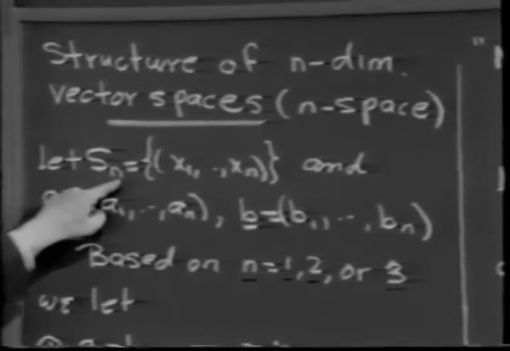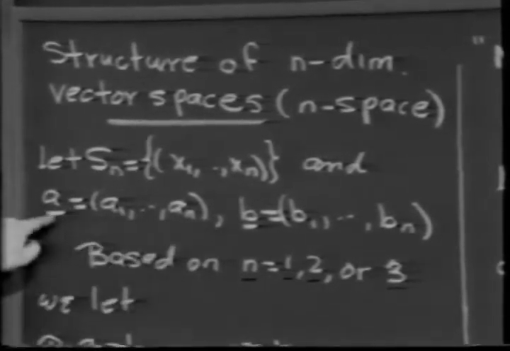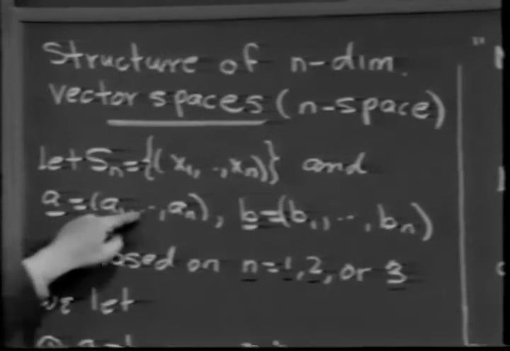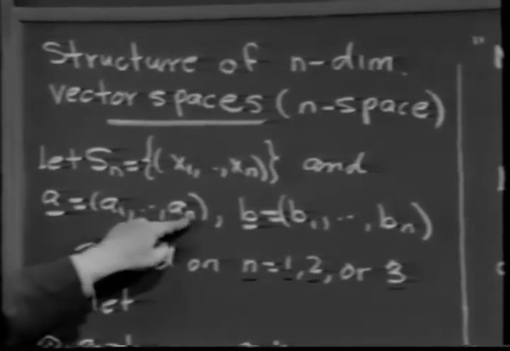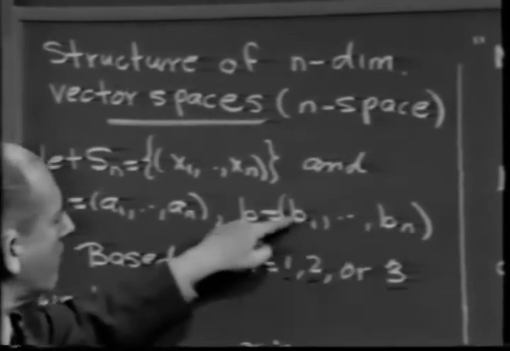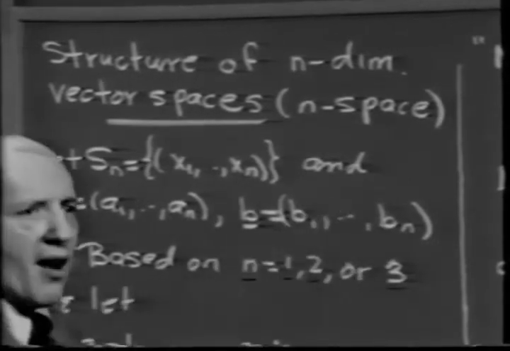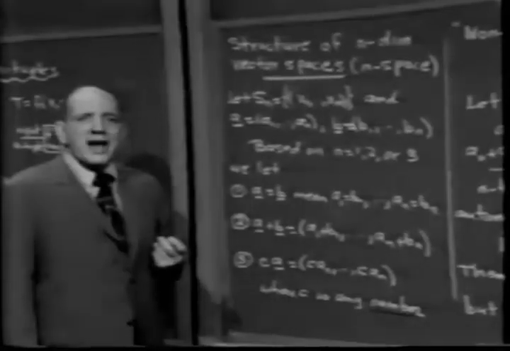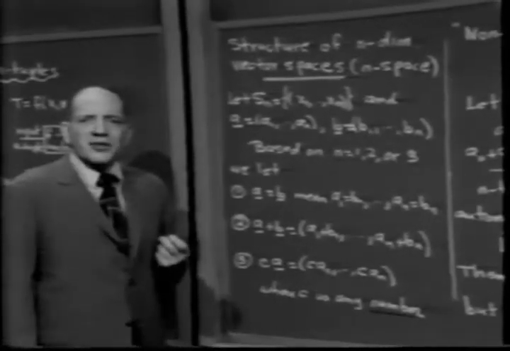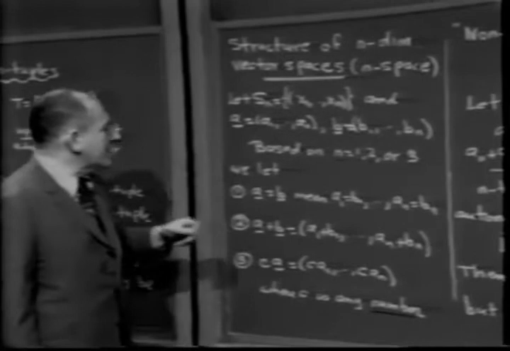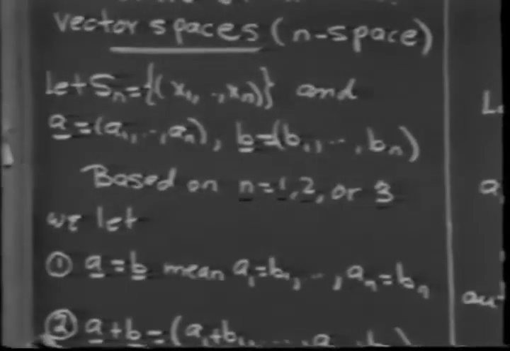Let's pick 2 particular members of S sub n, which we'll call A bar and B bar, where A bar is simply an abbreviation for the n-tuple A1 up to An, where A1, A2, up to An are real numbers, and B bar is an abbreviation for the n-tuple B1 through Bn, where B1 through Bn are also real numbers. Now again, here's where structure comes into play. We have already defined n-tuple arithmetic in terms of arrows for the case that n is either 1, 2, or 3. Namely, based on what happens when n is 1, 2, or 3, we invent the following definitions.